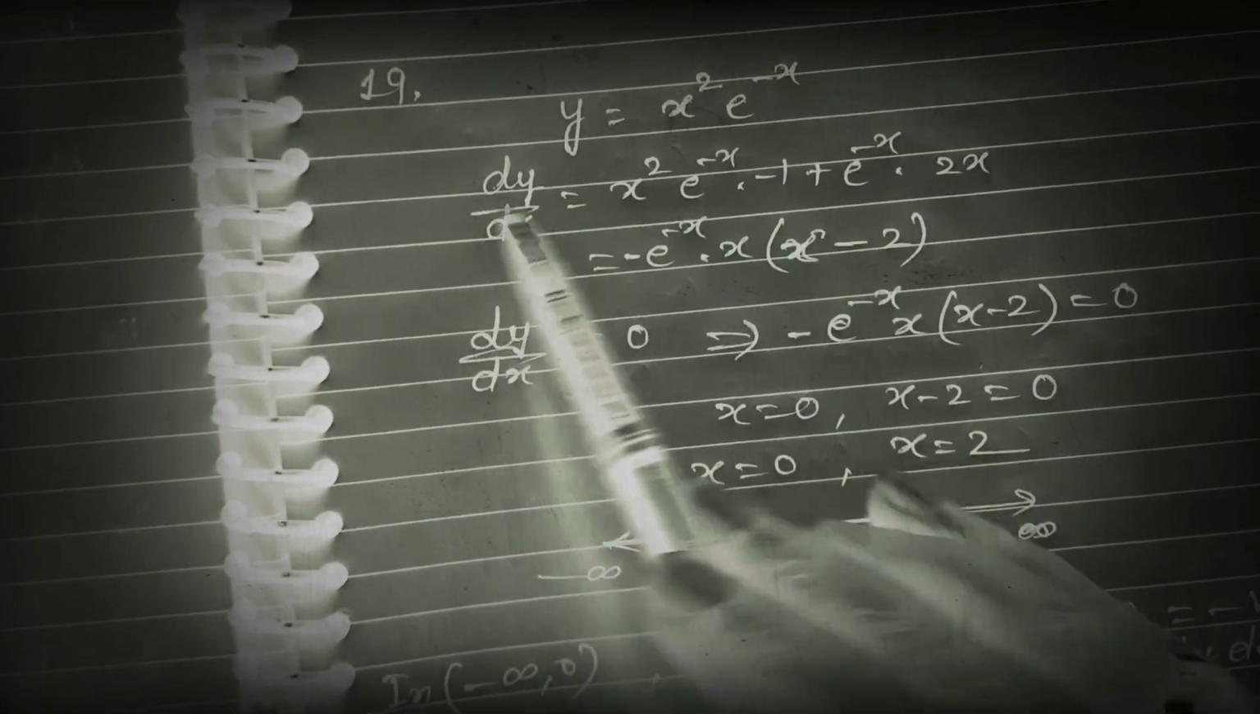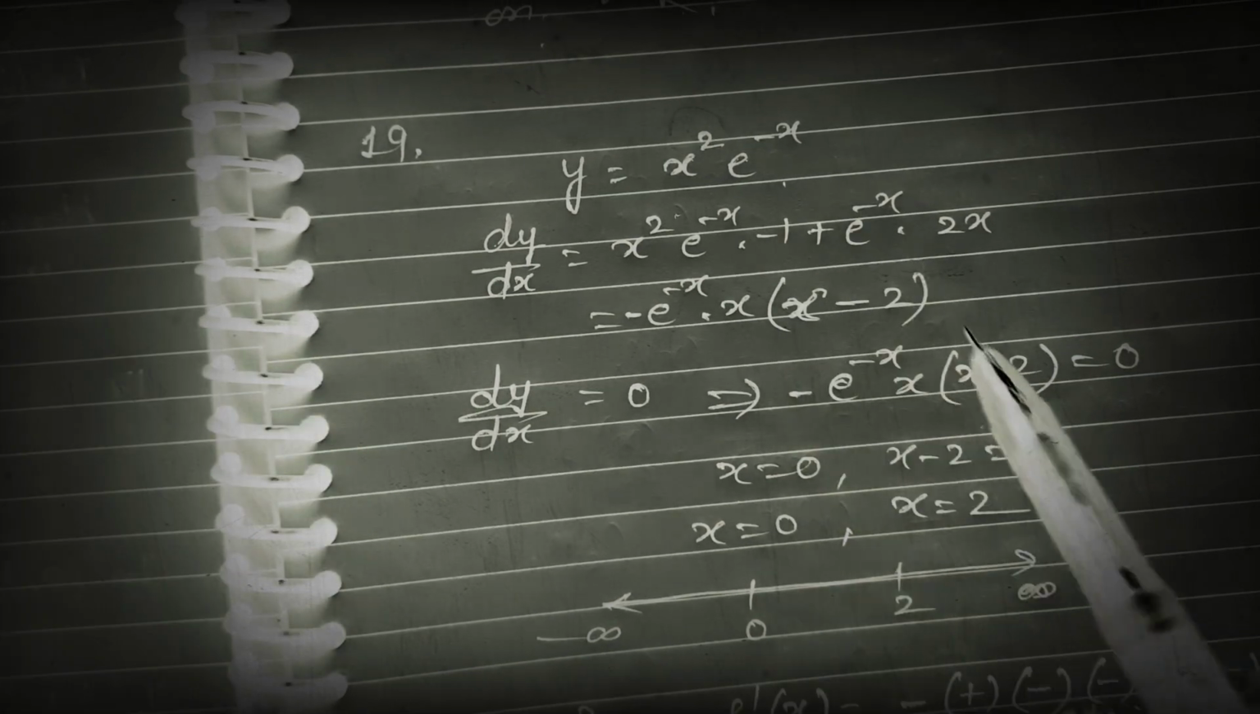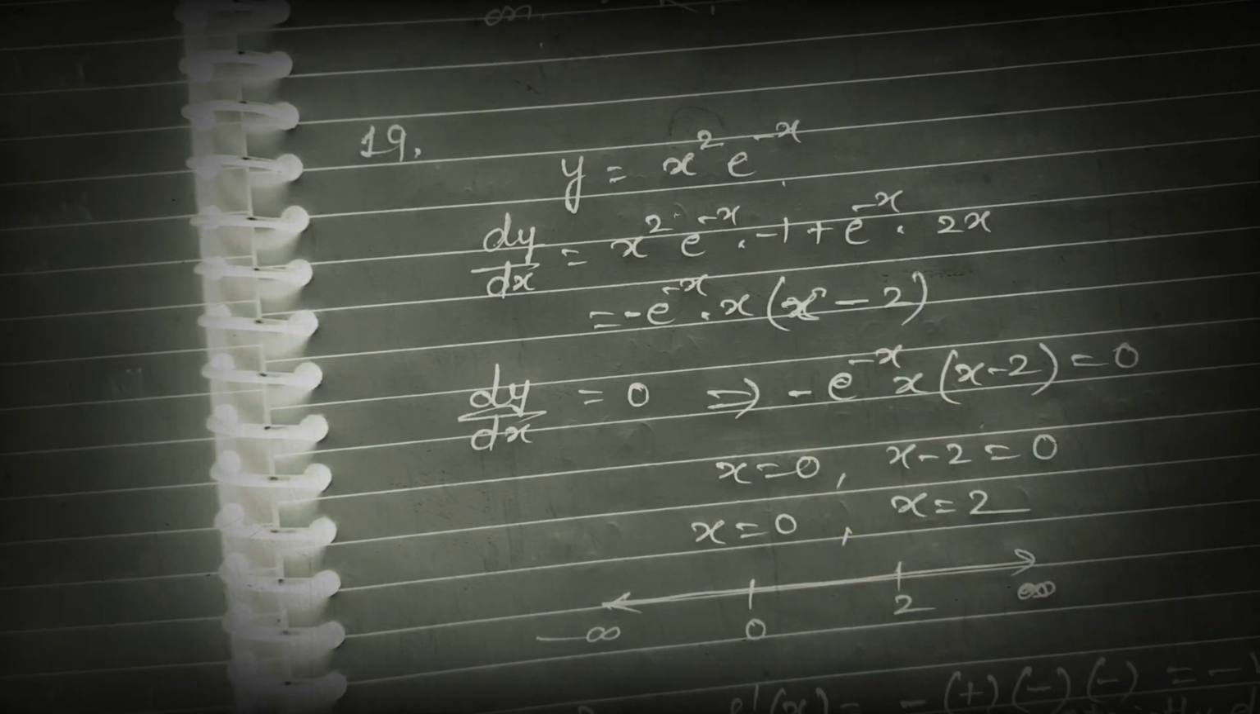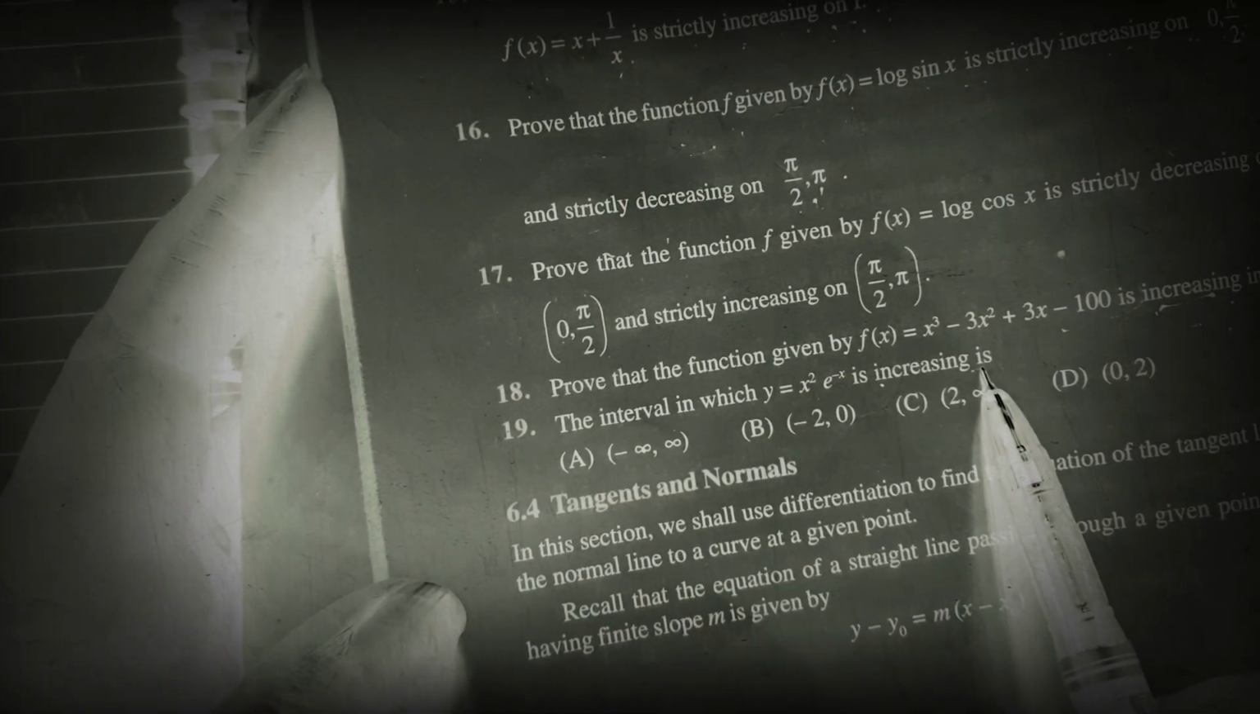Now come to the 19th question. y is equal to x square into e raised to power minus x. In this question, we have to find the interval in which the function is increasing.